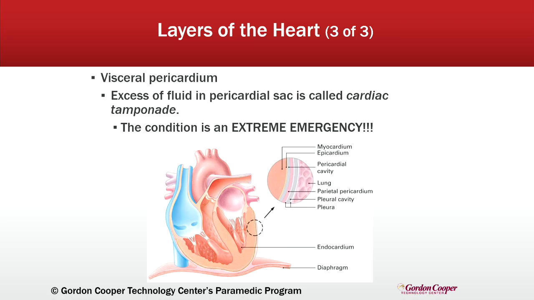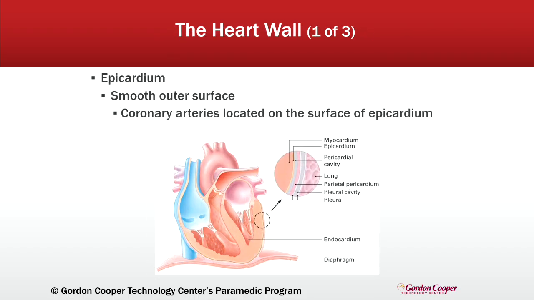So the visceral pericardium plays a crucial role in heart function, but when there's an excessive amount of fluid in the pericardial sac, it can lead to a pretty serious condition known as cardiac tamponade. That occurs when fluid accumulates in that sac and puts pressure on the heart. What it does is hinder its ability to pump effectively. Cardiac tamponade is considered an extreme emergency, requiring immediate medical attention to prevent severe complications or death as well. There's really not a lot we can do for that other than recognition, so we get moving.